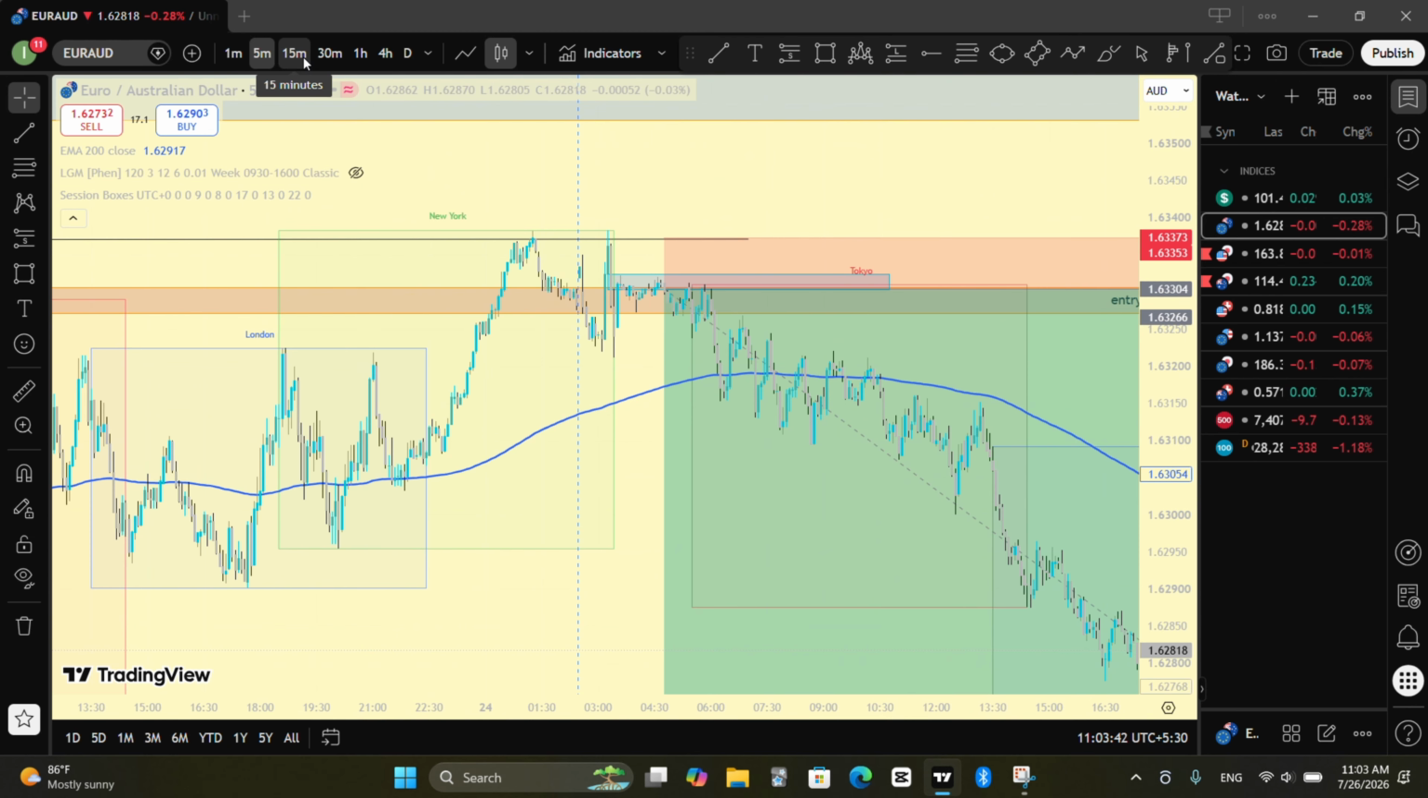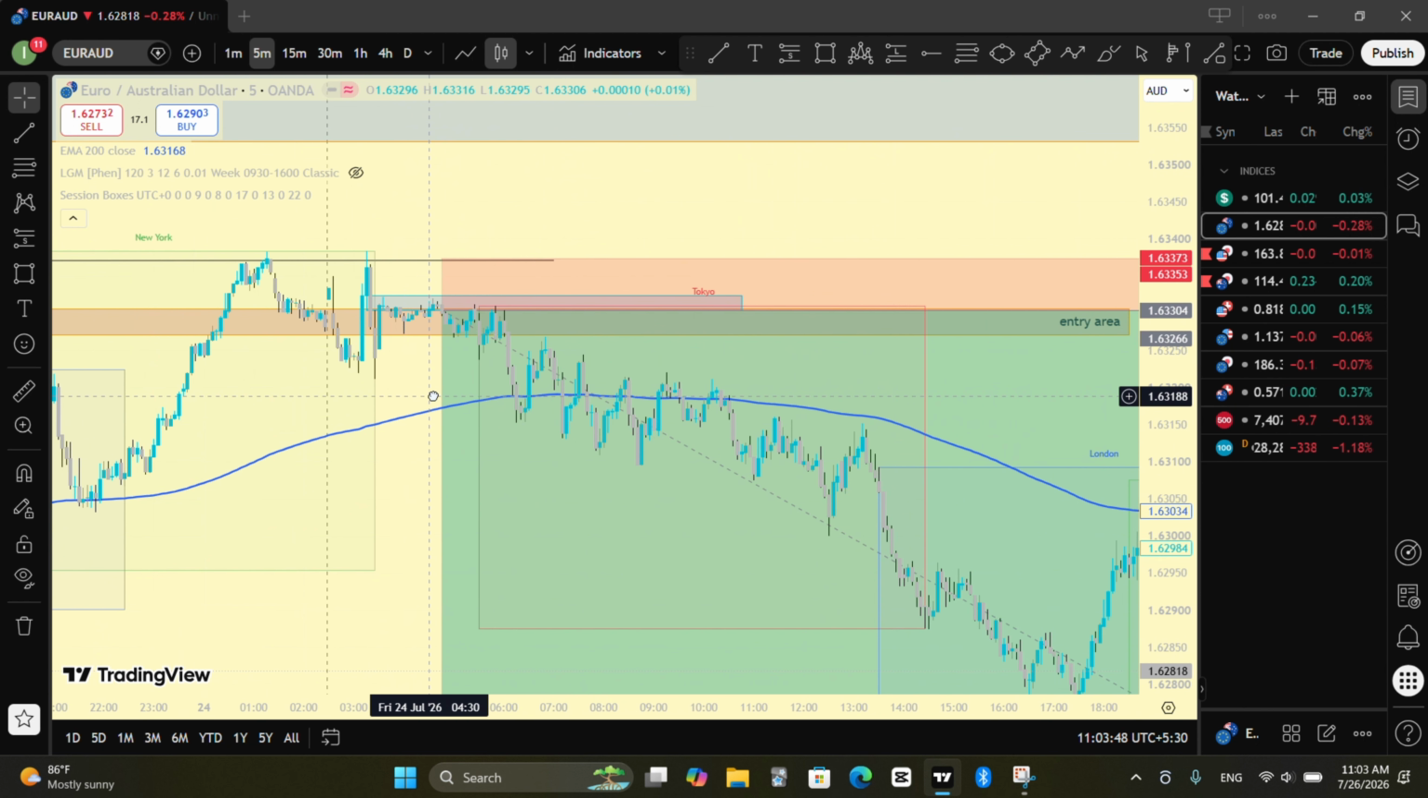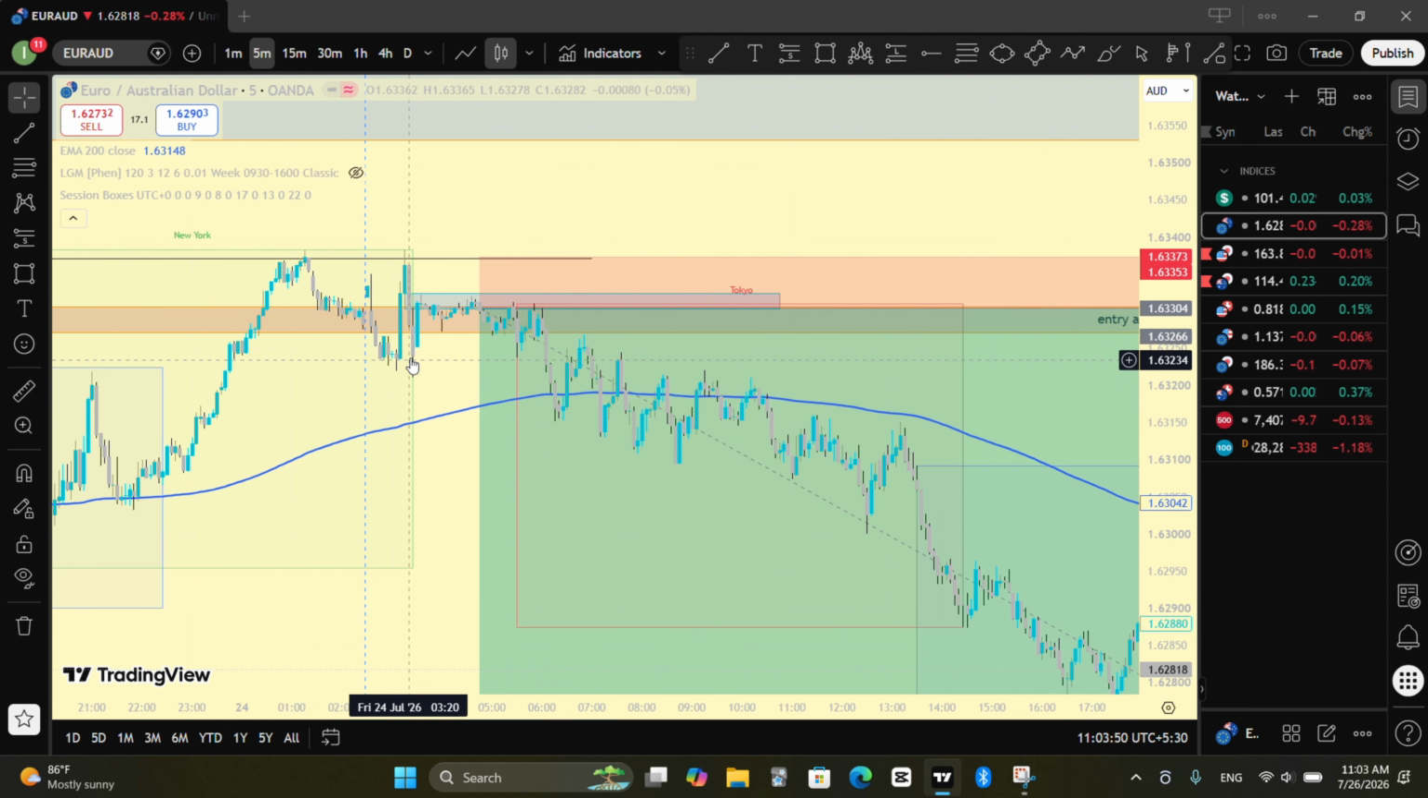As you can see, price was making higher highs, higher lows, then structure became bearish, right here. As you can see, there is a market structure right here, then price broke below, then manipulated this one and created the fair value gap.